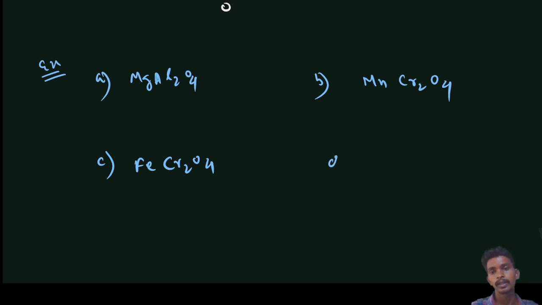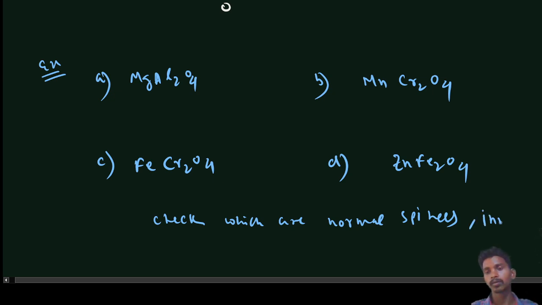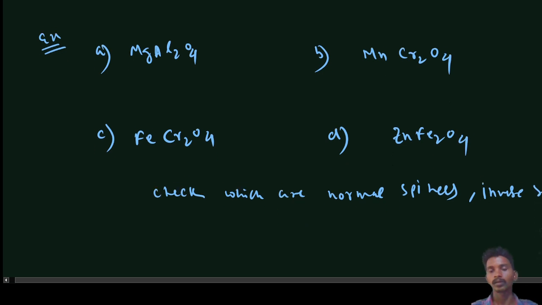and FeCr2O4 is there. Another example is ZnFe2O4. Now check which are normal spinels and which are inverse spinels.